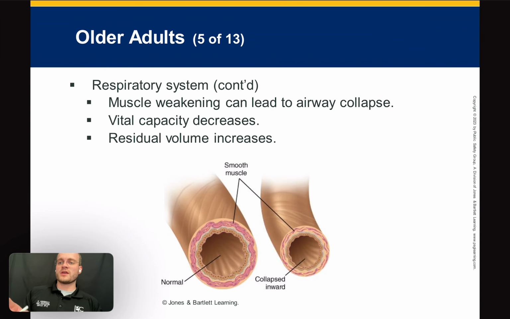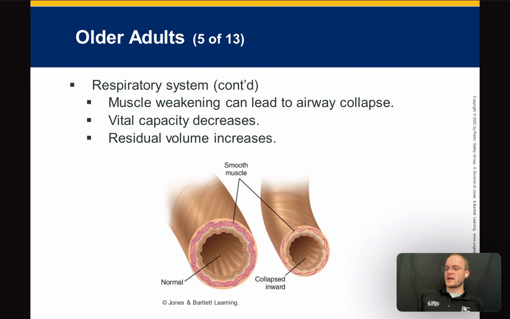Now, again, the muscles weakening can lead to airway collapse. So basically, these get worn out. The same thing happens in COPD. These will get worn out and they'll collapse on themselves, and that creates obstruction. Right? This is obstructive pulmonary disease.